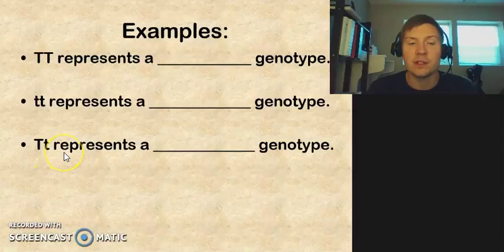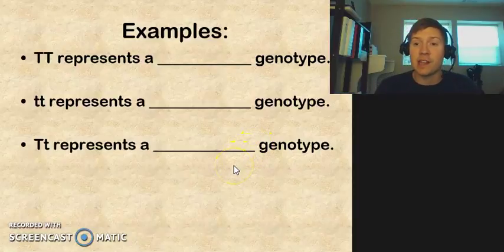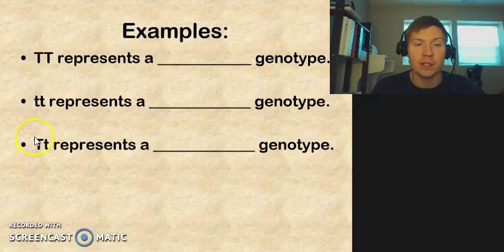And then big T, little t, that represents a heterozygous genotype. You don't have to say heterozygous dominant, because when you say heterozygous, that means there's one big allele and one small allele. So you don't need to say heterozygous dominant. It's just understood.